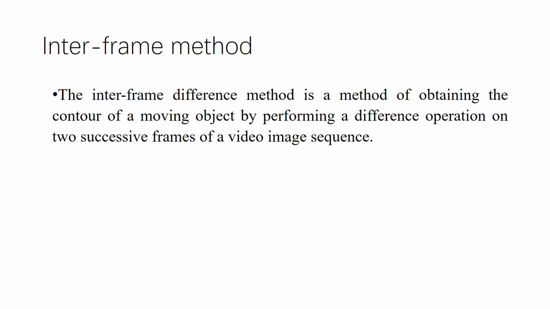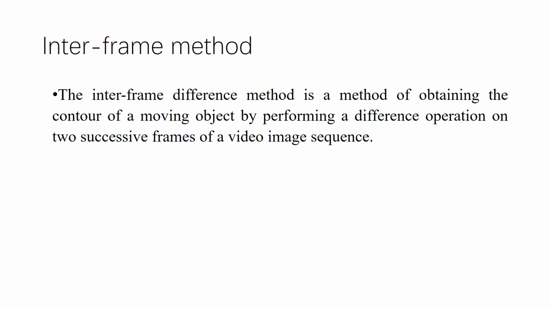The first is the interframe difference method. The interframe difference method is a method of obtaining a contour of a moving object by performing a difference operation on two successive frames of a video image sequence. When there is an abnormal object motion in the scene, the difference between two adjacent frames will be obvious.